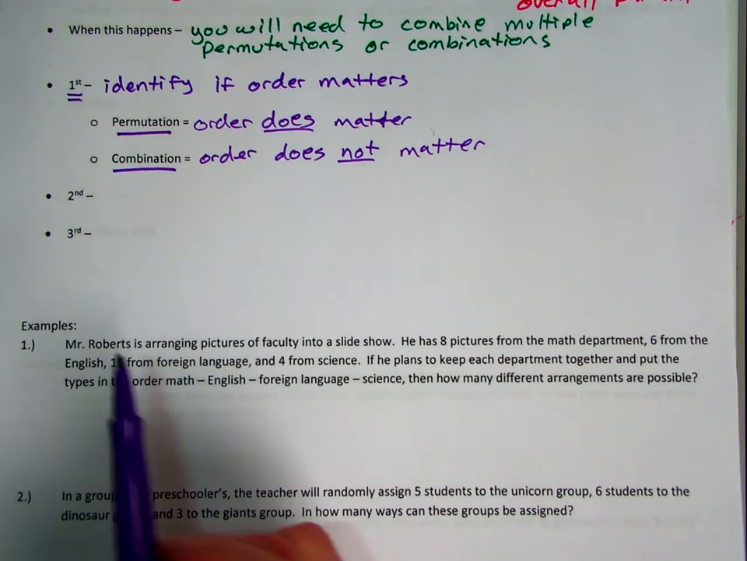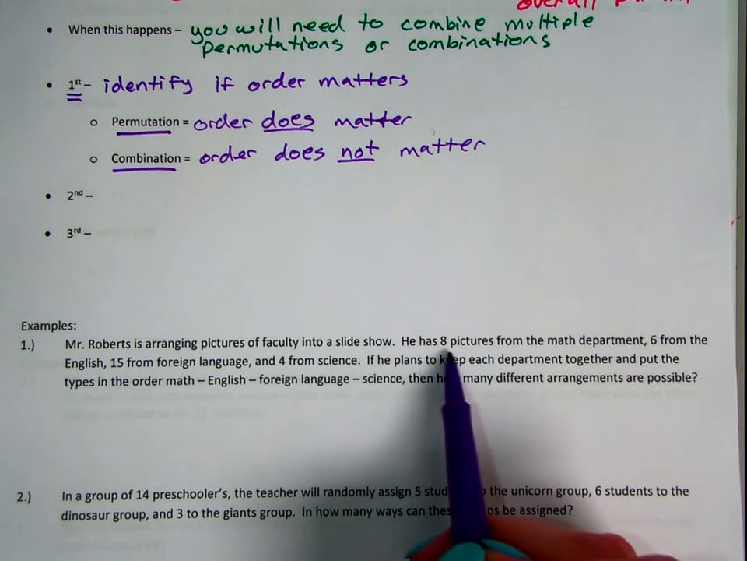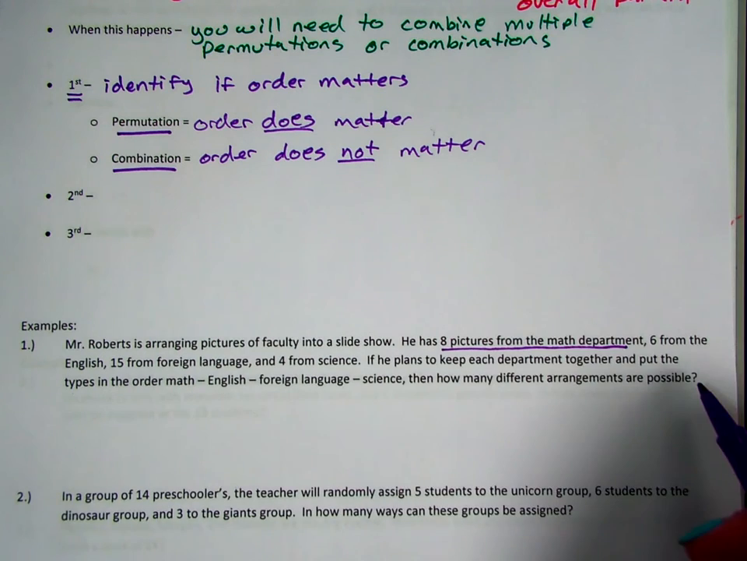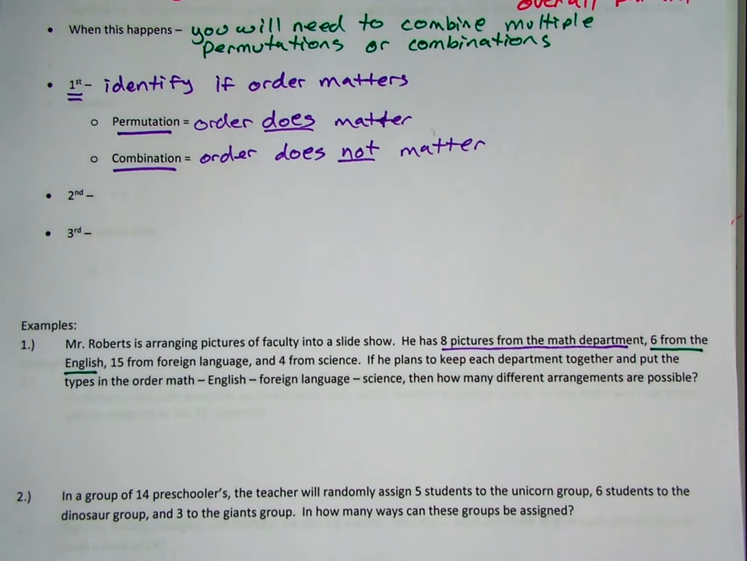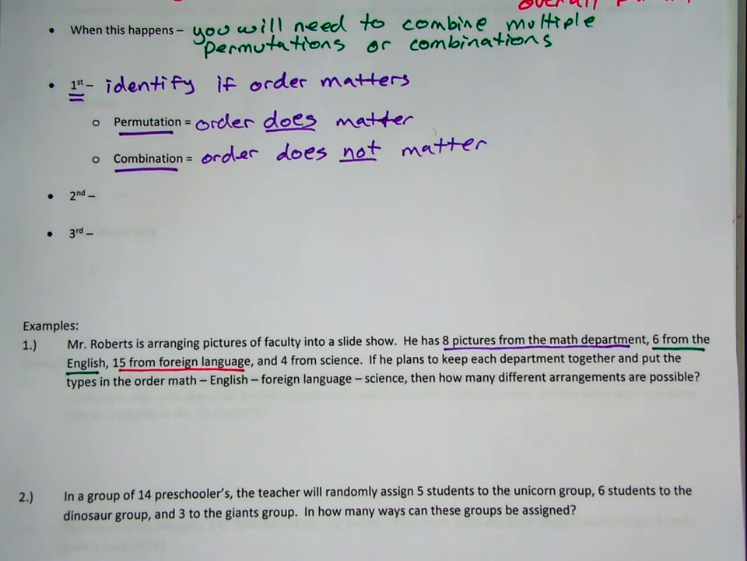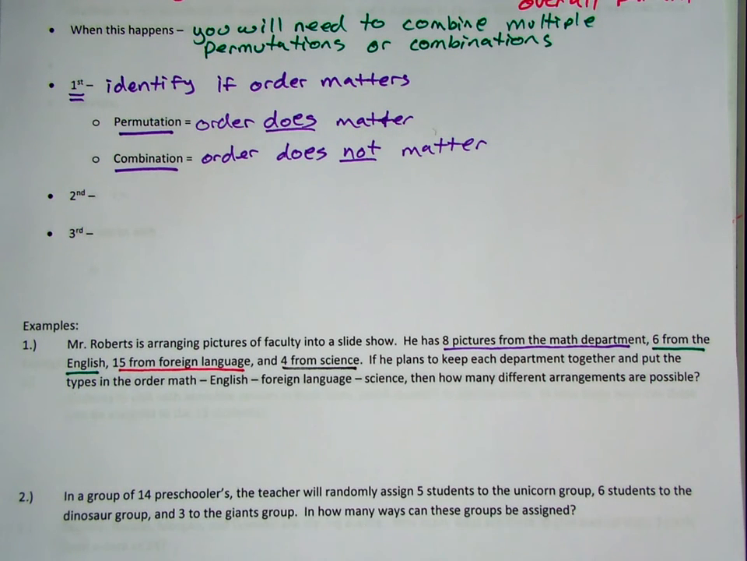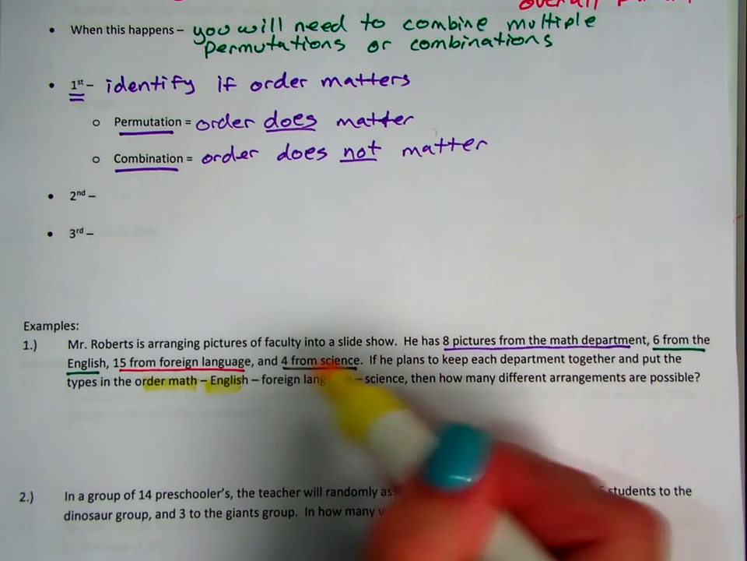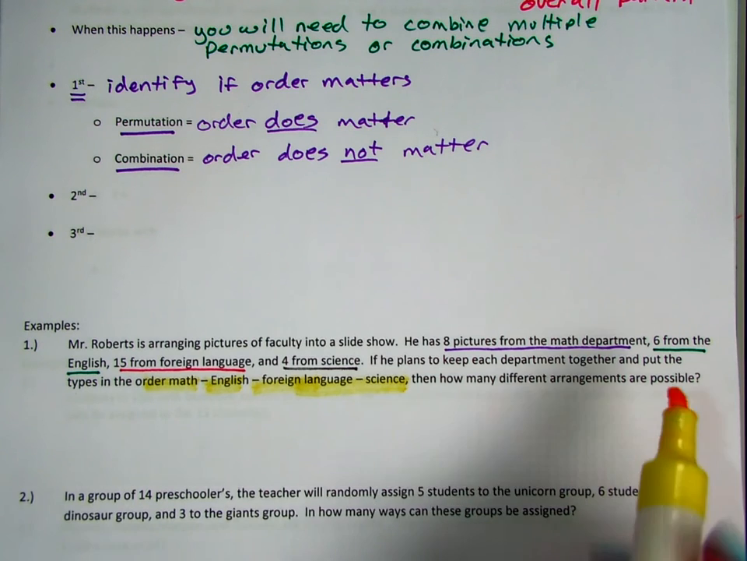So, looking at number 1, Mr. Roberts is arranging pictures of faculty into a slideshow. He has 8 pictures from the math department. He has 6 pictures from the English department. He has 15 from foreign language and 4 from science. If he plans to keep each department together, but put the types in order of math, then English, then foreign language, then science, then how many different arrangements are possible?